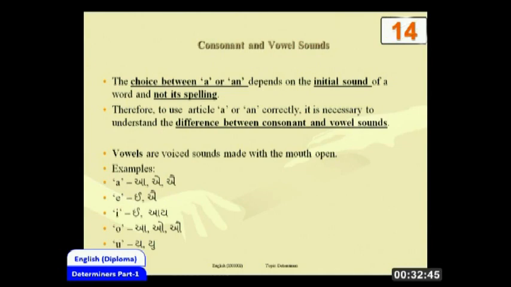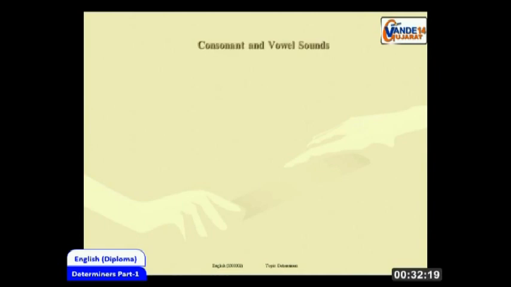or A sound. For example, in umbrella, the spelling of umbrella is U-M-B-R-E-L-L-A. But as we have said earlier, we do not have to take care of the spelling of a word, but we have to take care of its sound. The initial sound of umbrella is A, and that's why it's a vowel sound. And before a word beginning with a vowel sound, we will make use of article AN.